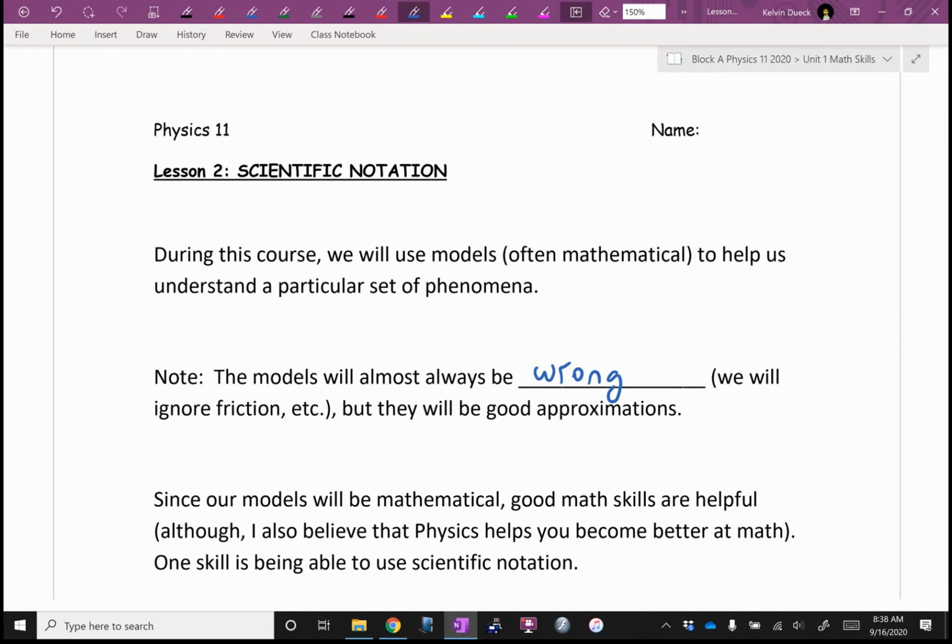We're going to be using models. They're going to be wrong. Almost everything that I teach you this year is technically going to be a lie. The reason is there's always a deeper dive that you can do.